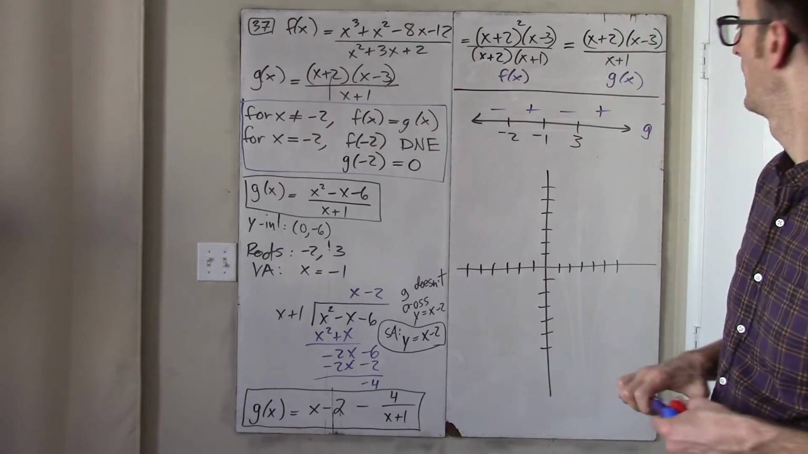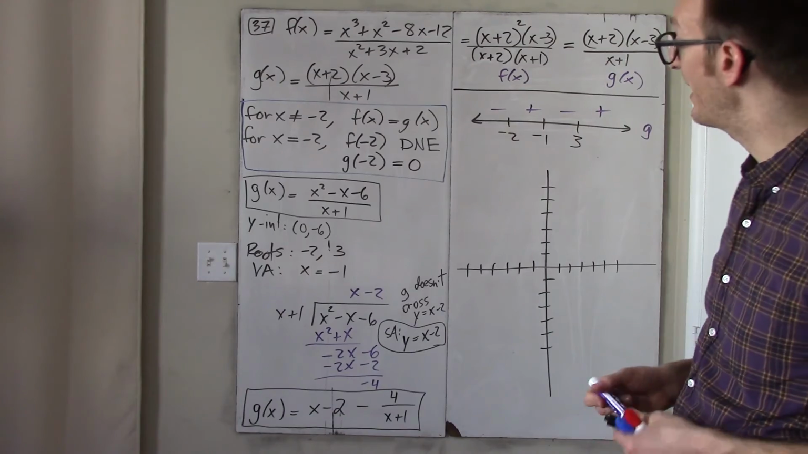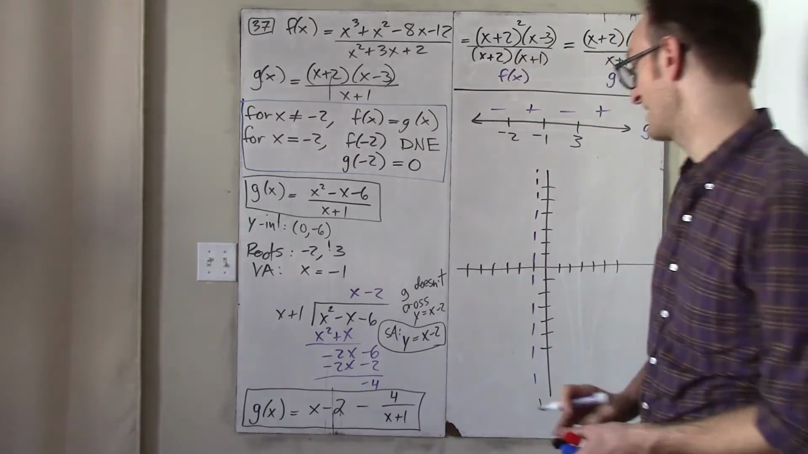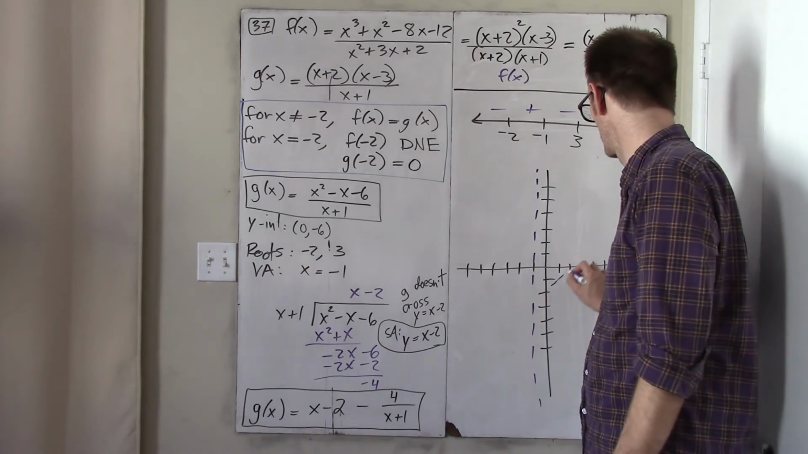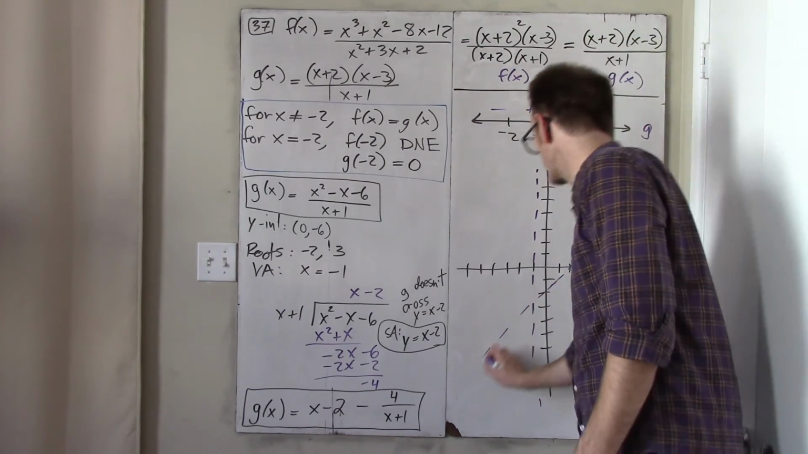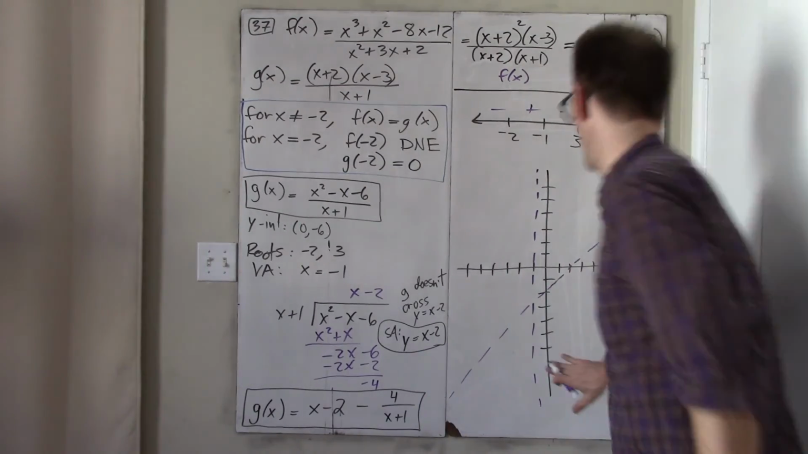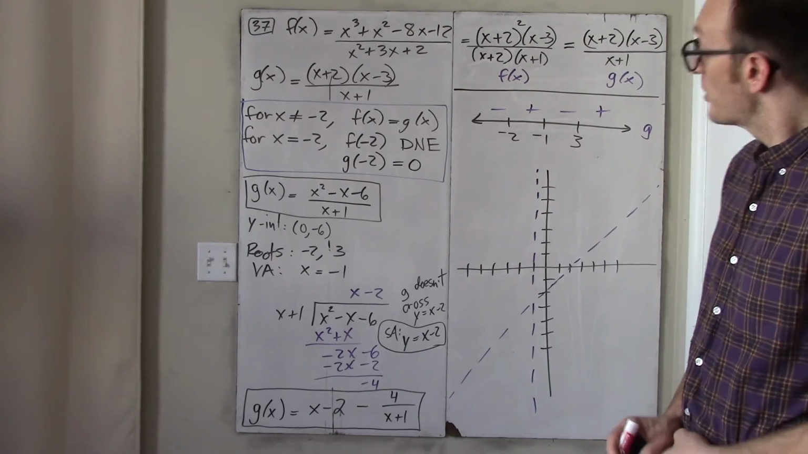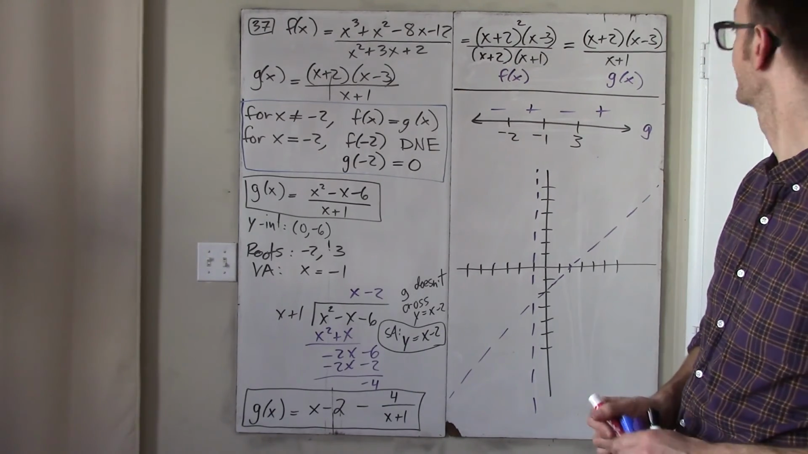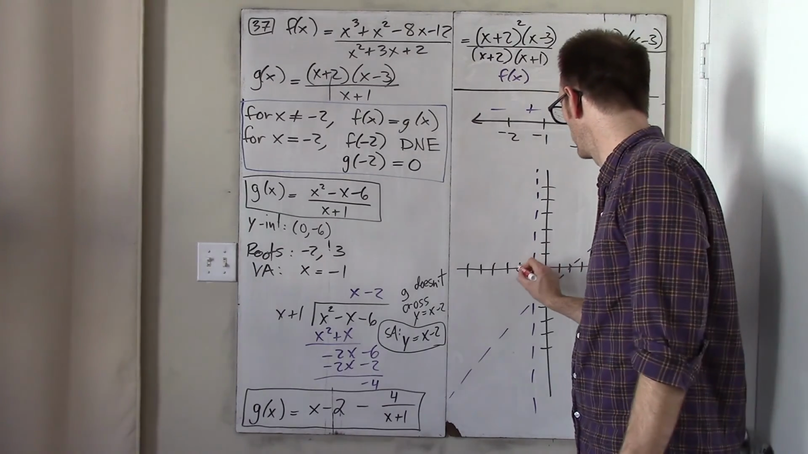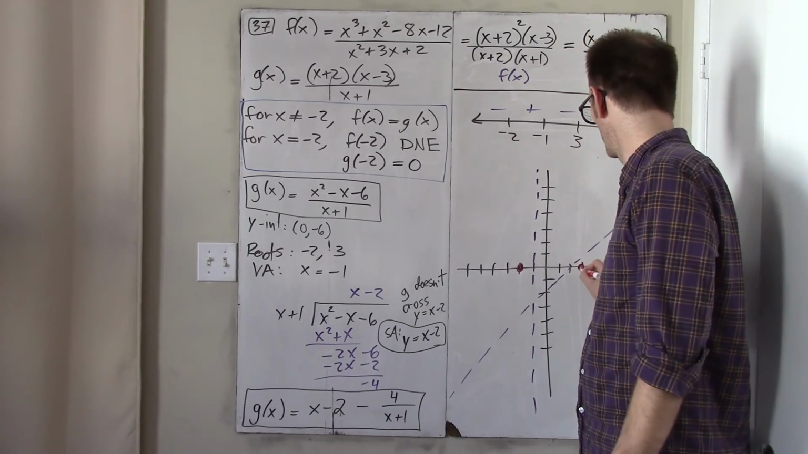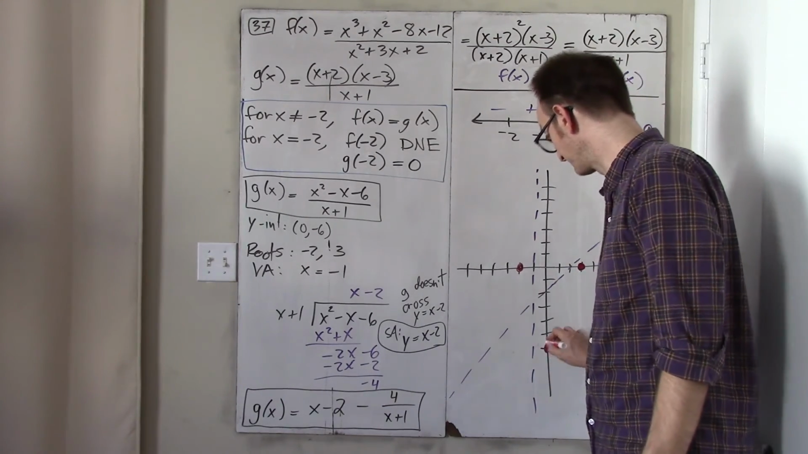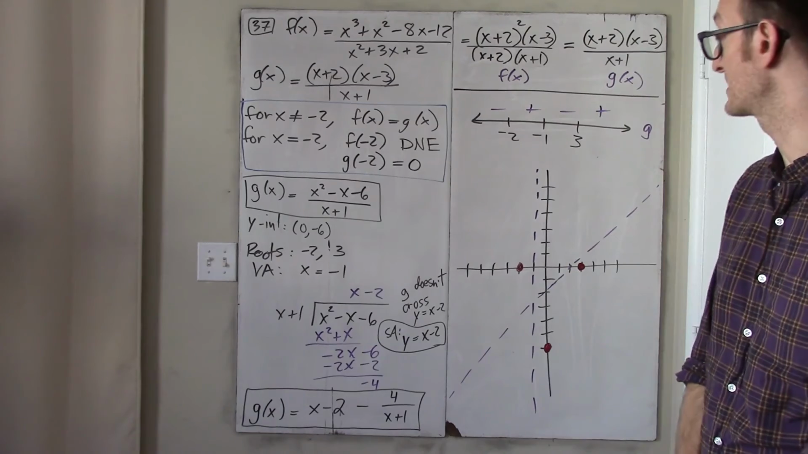Okay, what should I do? Well, I have a vertical asymptote at -1, so let's just throw that in there. I have a slant asymptote of y equals x minus 2, so I'll just throw that in there also. I have some roots. Where are they? Those roots are at -2 and 3. I have a y-intercept of -6, and that's pretty much it. And I know I never crossed my slant asymptote.